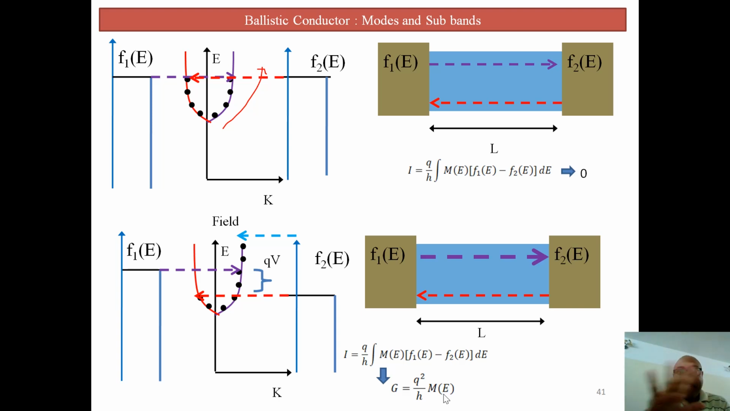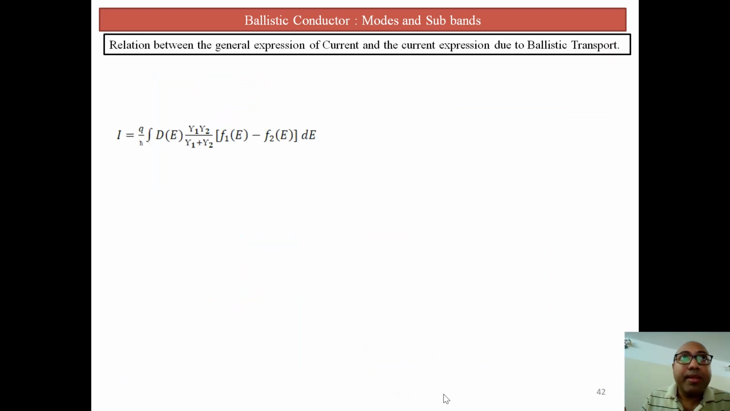Okay, fine. So you understand, and whatever I'm trying to tell you is true only for the ballistic conductor. Now the question is, as I told you, why do we want to go for so many expressions suddenly? We already had an expression of current, and this is my current expression: I is equal to q by h bar, density of states, gamma 1, gamma 2, gamma 1 plus gamma 2, F1 minus F2. We already had this expression. Now why do we want to go for a very specific expression for another conductor, another material?